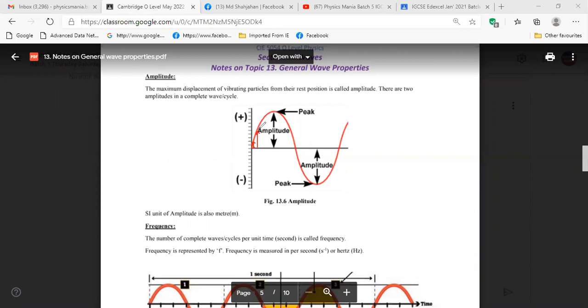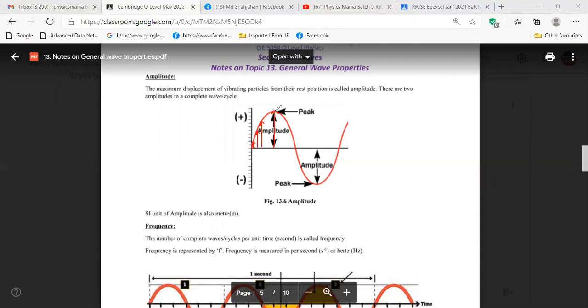From the rest position, its displacement is this much. Then some particles have more energy, they are jumping more up, their displacement is this much. And the particle which has the maximum displacement from the rest position, you see it's here, right? So this one is called amplitude. Is it clear to you?